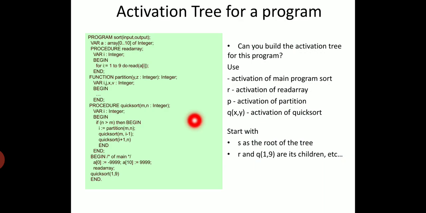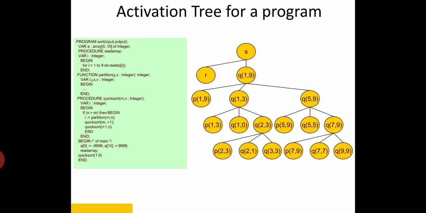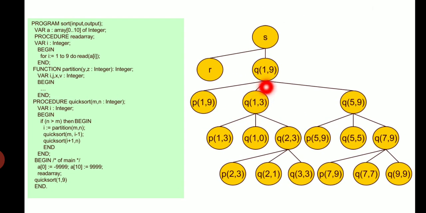So here again we are considering the quicksort program. Here we are assuming that S represents the activation of the main program, that is the main sorting program. R represents the activation of read array. P represents the activation of partition. Q of x comma y represents the activation of quicksort. So if we draw the activation tree for the corresponding sorting program, initially the main will be invoked, that is S, the root of the activation tree.